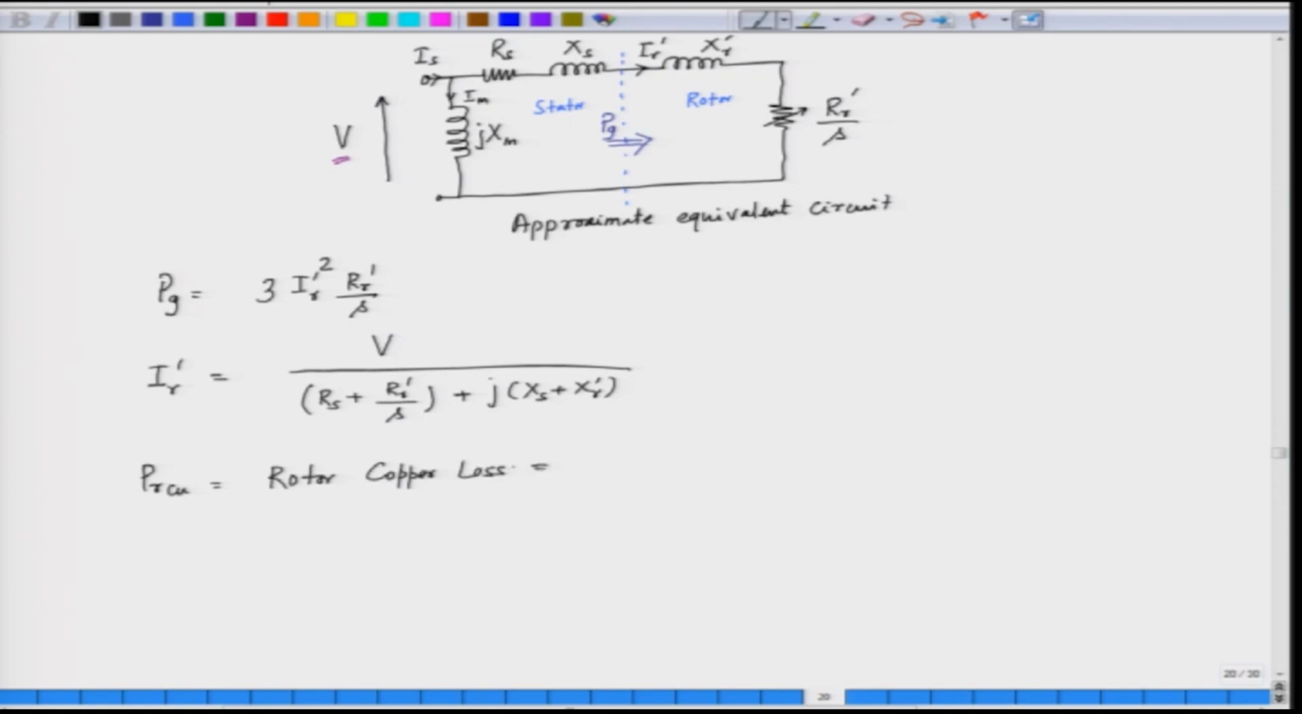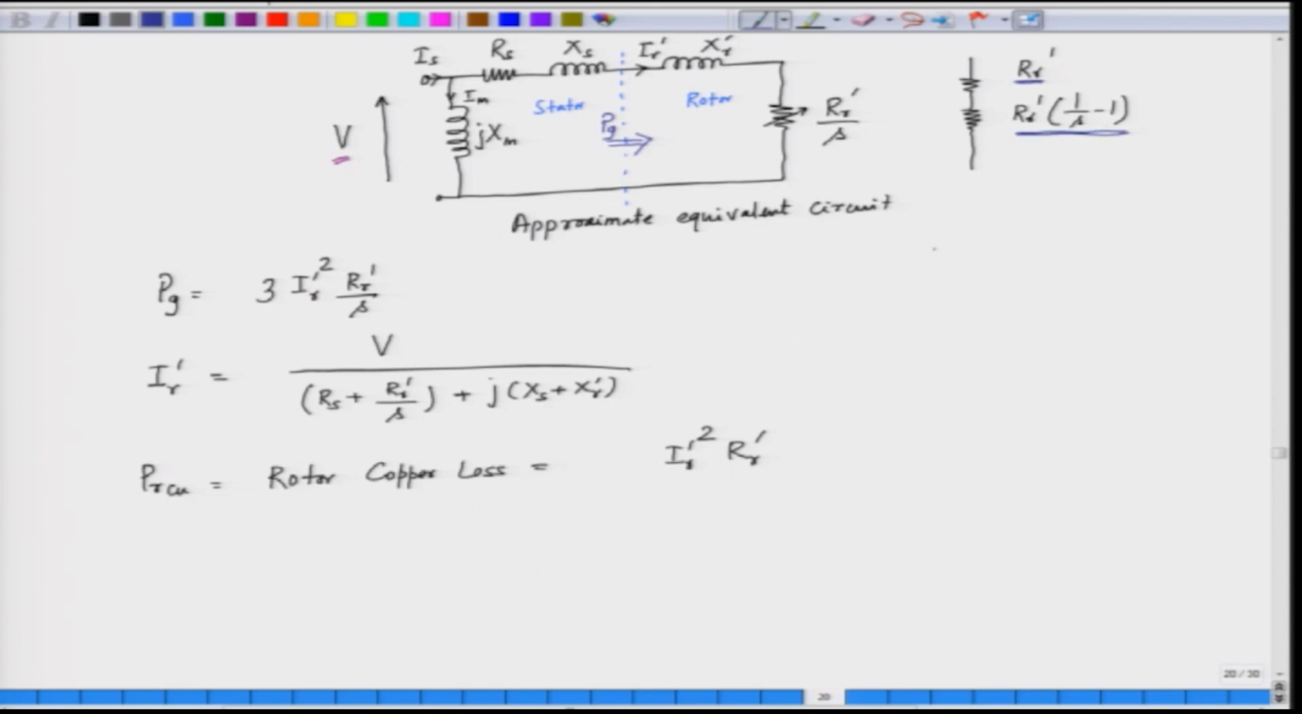The rotor copper loss is essentially equal to the rotor current squared into the actual rotor resistance. Now, this resistance can be broken down into two resistances, one is R_r' and the other resistance is R_r' into (1 by S minus 1). So, this is a physical rotor resistance, and this resistance is a fictitious resistance.